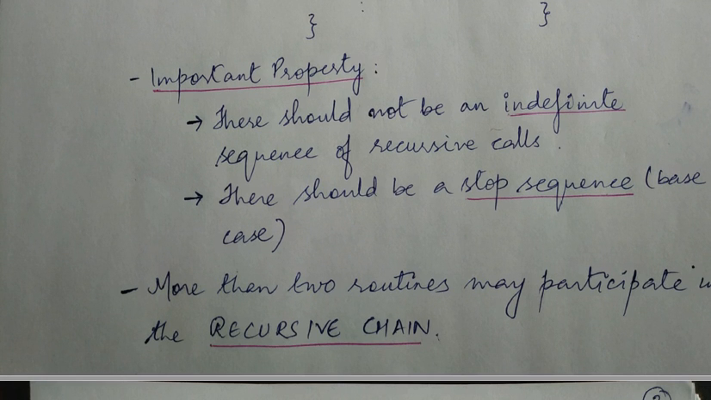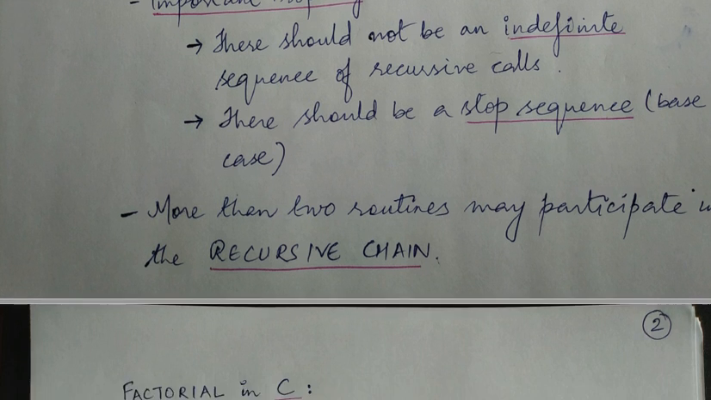So what is the important property? You have to make sure that you do not forget your base case, in which case if you forget, you will have an indefinite sequence of recursive calls. So there has to be a stop sequence to stop your function calling itself. And then you have to know whether your function is using direct or indirect recursion, that there is a recursive chain. So you can have more than one recursive function per se, in the sense, like I said, ABC and XYZ are involved in the recursive chain. So there can be indirect recursion as well.